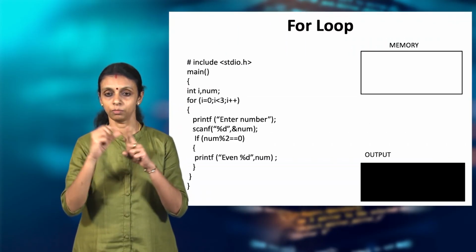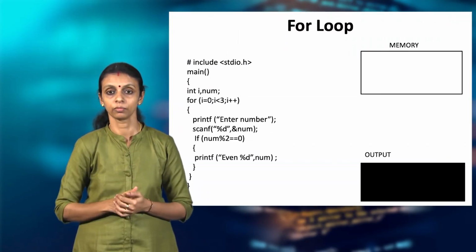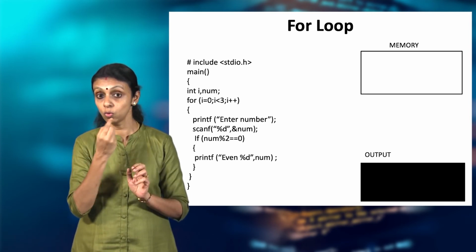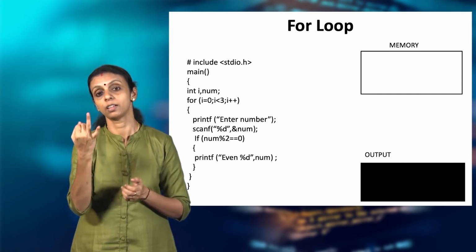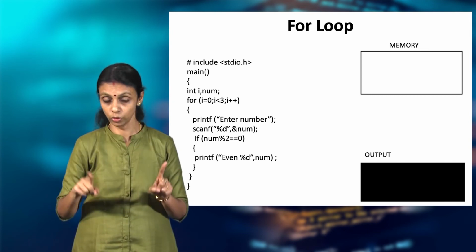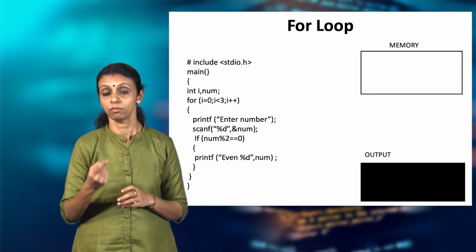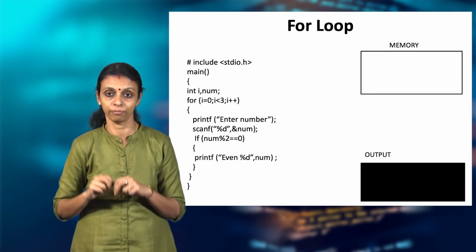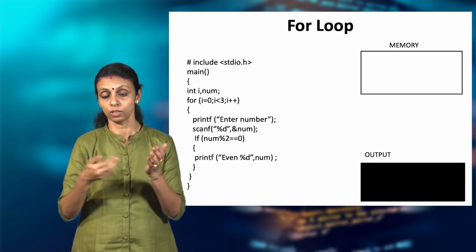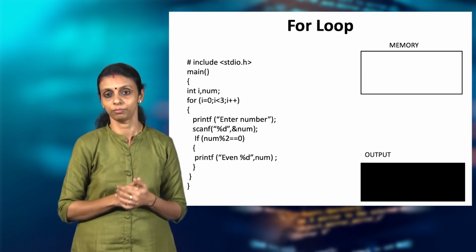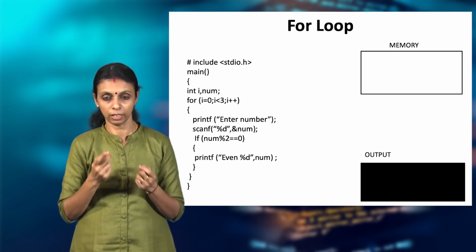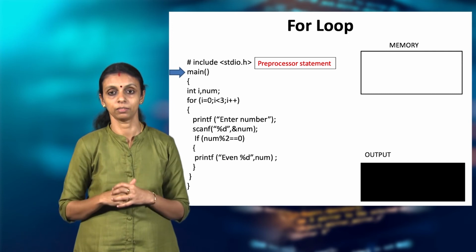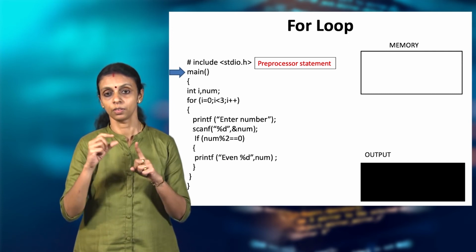Now, consider another program which accepts 3 numbers and prints only even numbers. In this program, we use both for loop and if condition inside for loop. Let us check this program. Preprocessor statement. Program begins here.